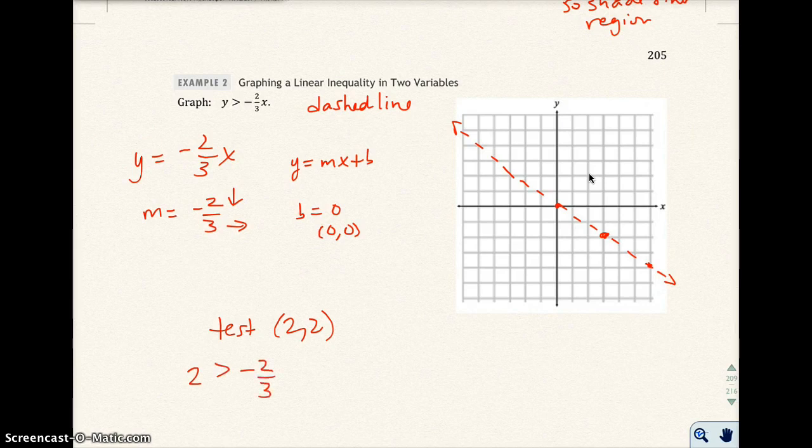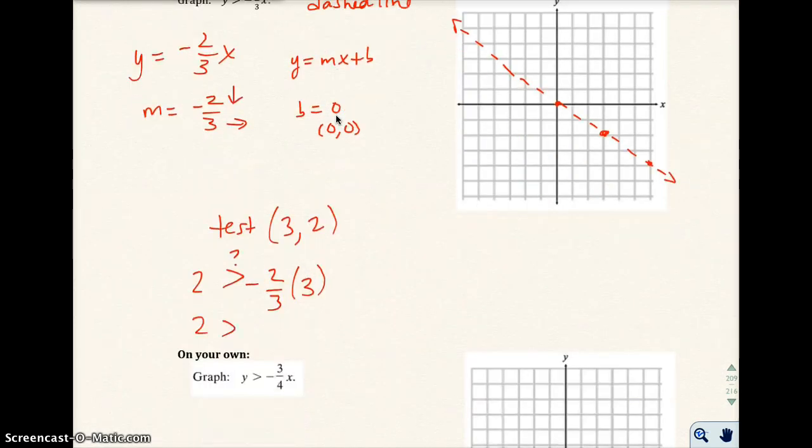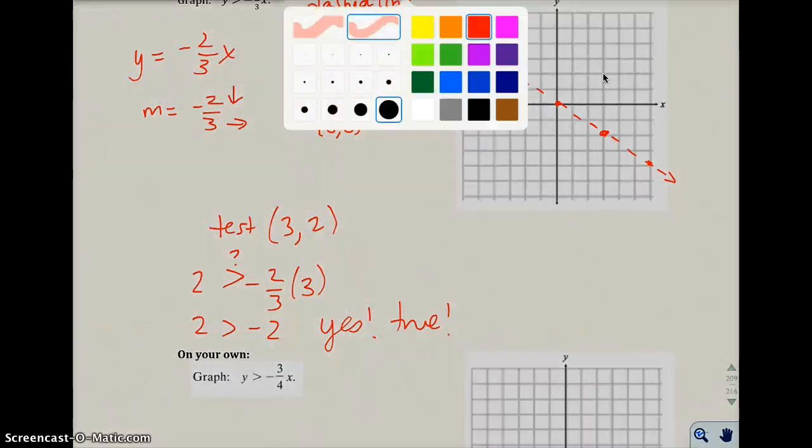Actually, I would probably want to test something not 2, 2. Let's test something else. Since this is a fraction, I'll test where x is 3. So I'm going to do 3, 2. Okay. So I get 2 greater than -2/3 times 3. I get 2 greater than -2, and the answer is no. Or false. True, my bad. Yes, true. So I touched a point up here, which was 3, 2, and it works. I'll make sure I'm going to shade in that region up there.